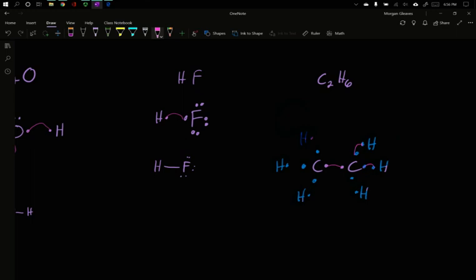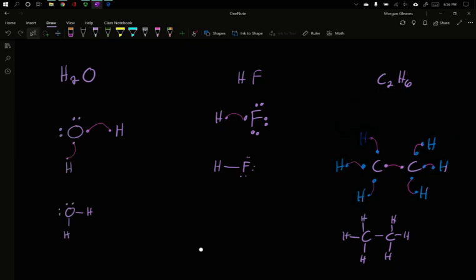Pair the unpaired electrons. If we want to make it look nicer, carbon to carbon, and then each carbon goes to 3 hydrogens. And so here's 3 examples of molecules to make Lewis structures from.